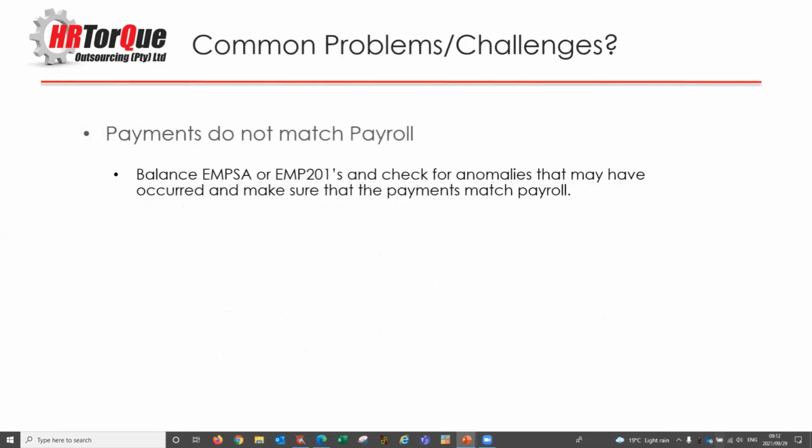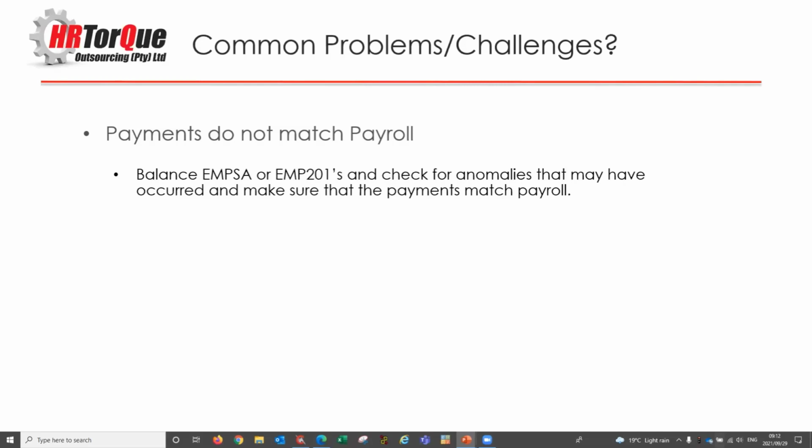And the next problem is the most obvious one, and that is where your EMP501s or your EMP201s don't match up with payroll. So we like to make sure that these balance on a monthly basis to make sure that we're aware of any issues that may need to be resolved, so that we're not looking all of a sudden at 6 months worth of data that we have to try now and establish where things have happened, what things have happened, and that sort of fun stuff.